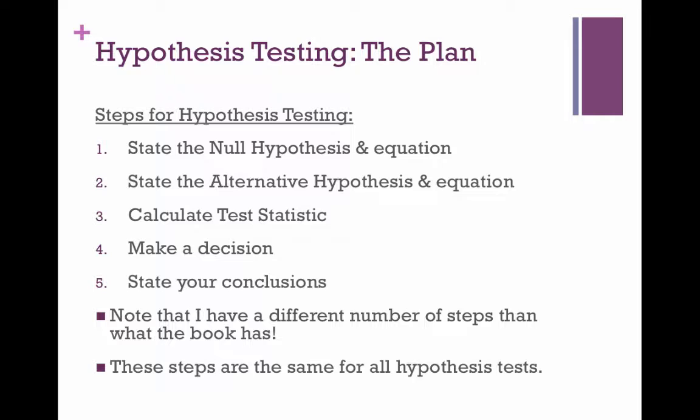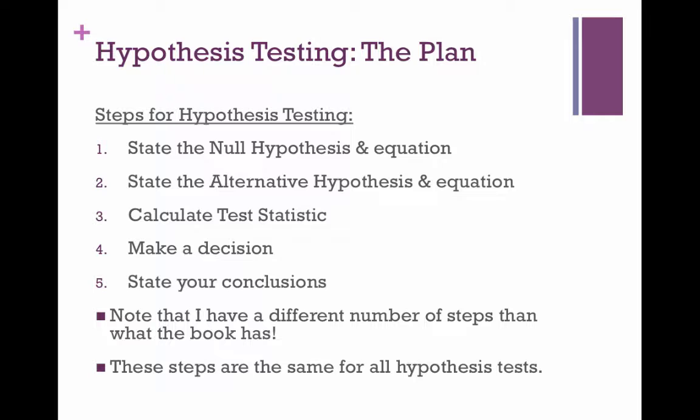And so note that I have a different number of steps than what the book has. The book, I believe, has 8 steps. I have 5 steps. And these 5 steps are the same for all of the hypothesis tests that we're going to learn after quiz 2. And really, steps 1 and 2 we've done already. We know how to write out our null and alternative hypotheses, and we know how to write the corresponding equations for those types of hypotheses.